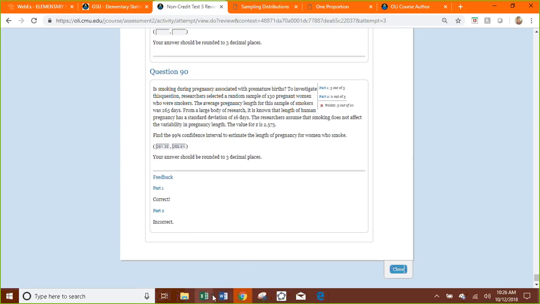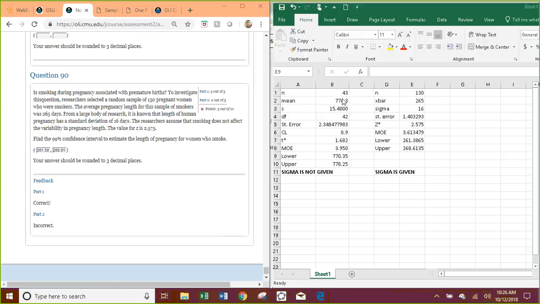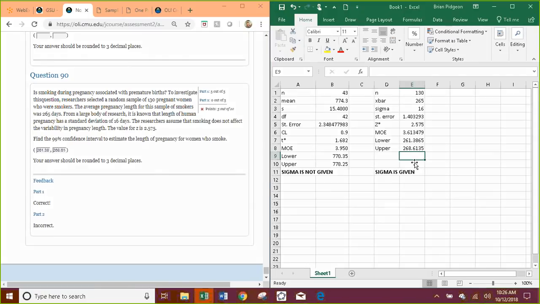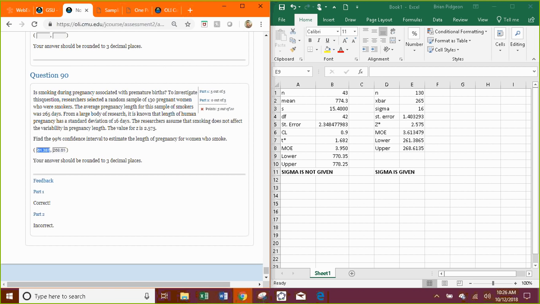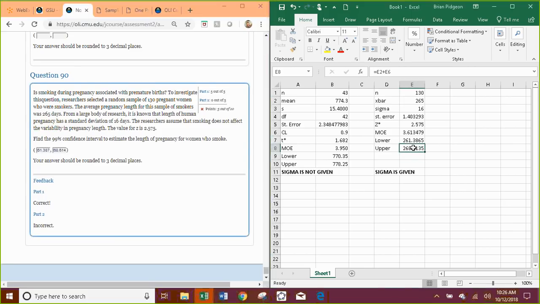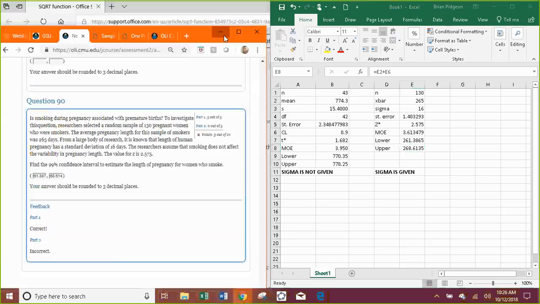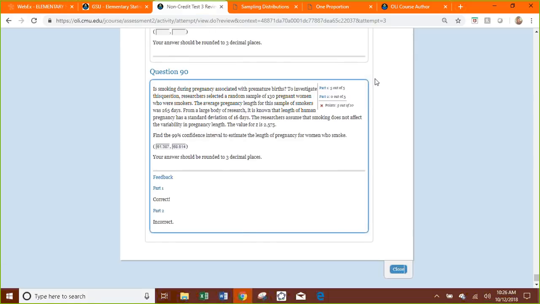How is the question 90? Rounded to 3 decimal places. I typed the number in wrong. Part 1 is right. Let's see. 261.387 to 268.614. That's right. I'll look at the code, but that is right.